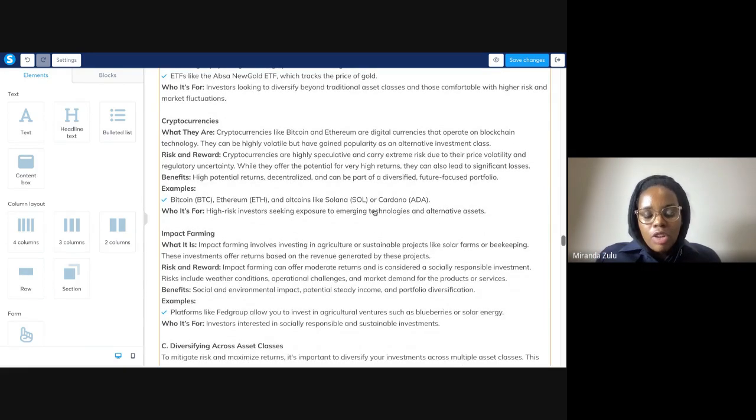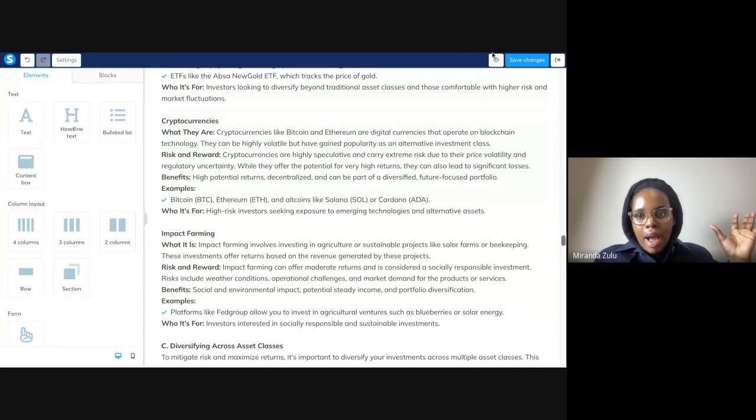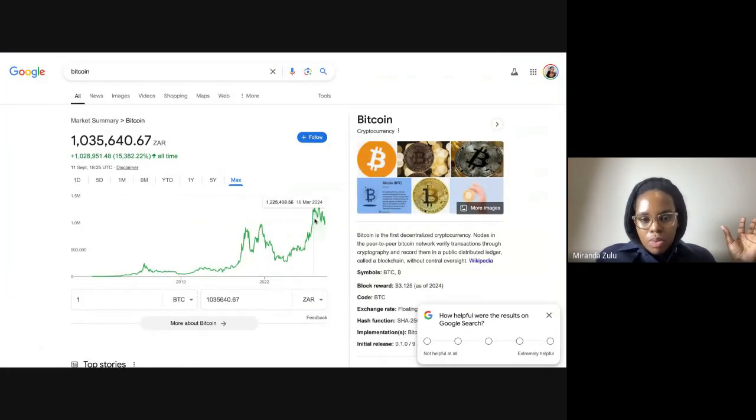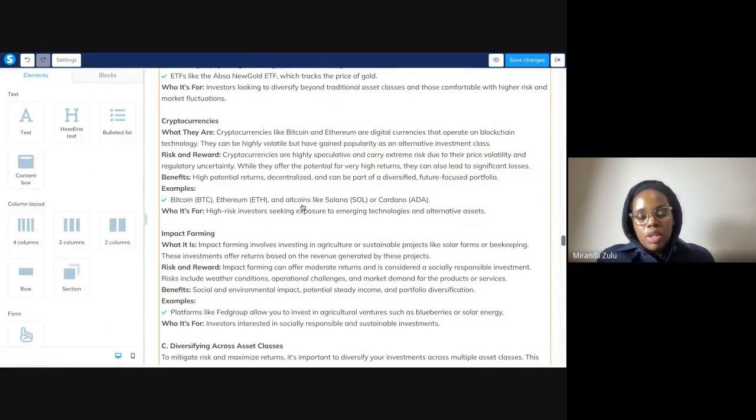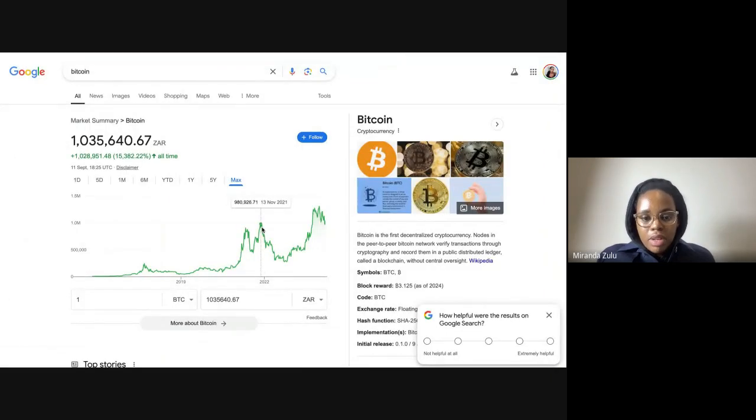And I know a lot of people who invested early in Bitcoin when it had a really good high. I can't remember exactly where people were cashing out, I think it was around here in 2021. People were cashing out on their Bitcoins, and some people became millionaires overnight, type of situation. So the returns are there, but then the risks are also there, because after this high, look at how low it dropped. It quickly went all the way down.